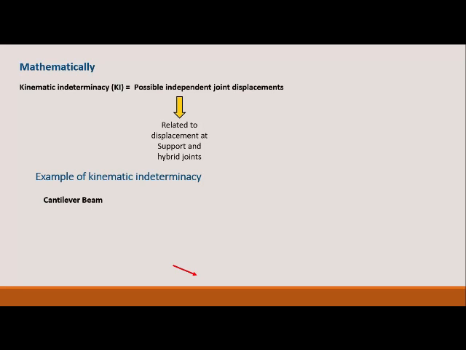Let us consider a cantilever beam, which is the simplest structure that we can consider. This is the cantilever beam, and we have one vertical, one horizontal, and a rotational degree of freedom, because it is a free joint. At the free end there is no restraint. So this is the deflected pattern, how it deflects under the load, or we may say the elastic curve of the deflection.